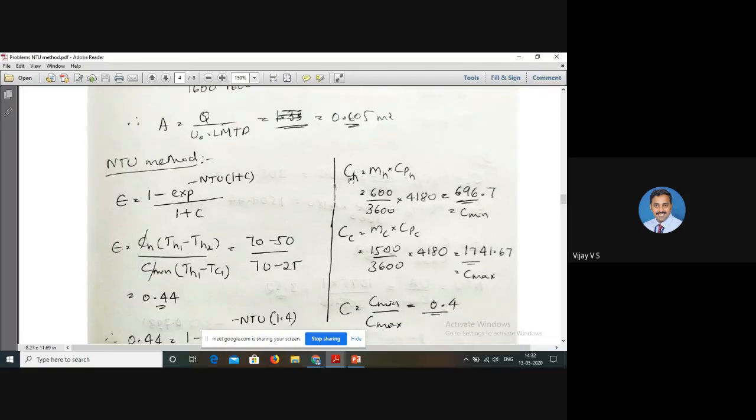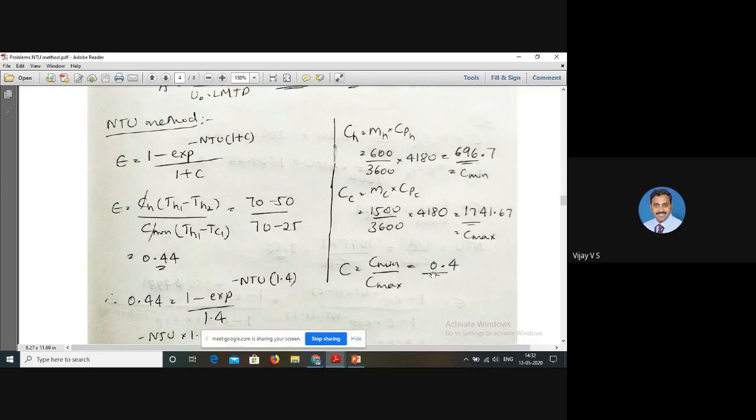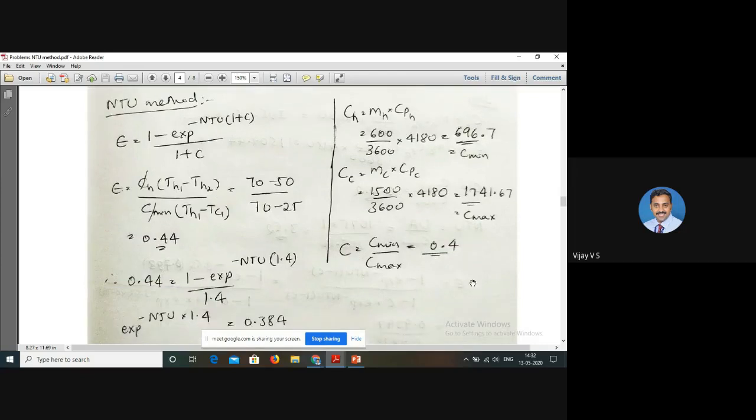so first I should find CH, MH into CPH. Okay. So 600 by 3600 into 4180, I will get 696.7. Then I will find CC, MC into CPC, that is 1500. It is in per hour, so divide by 3600, I will get 1741.67. So CH is minimum, CC is maximum. So this I will take as C minimum, this as C max. So the capacity ratio I will get 0.4.